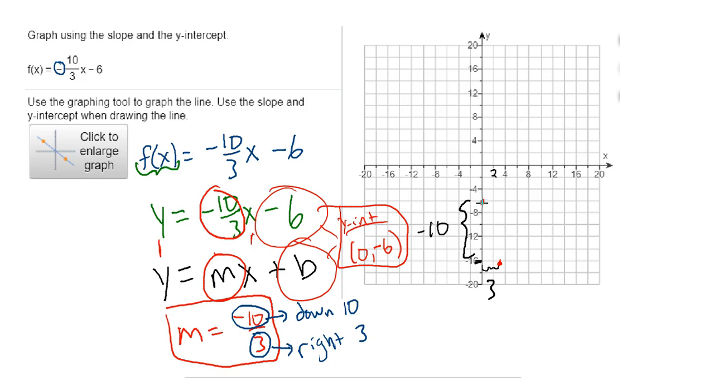So I use the line drawing tool here. So let's see if I can do this. Okay, so connect the 2 points with a straight line. And again, it goes in both directions.